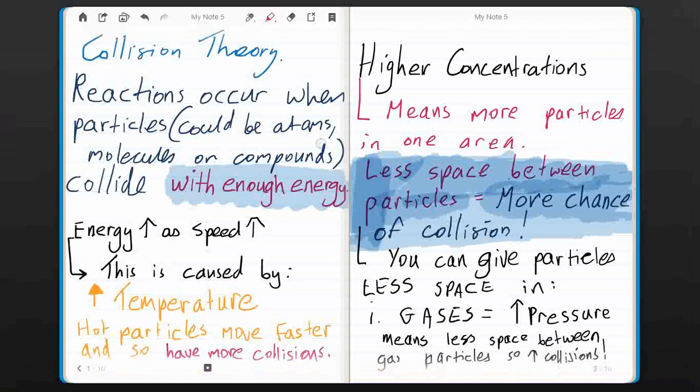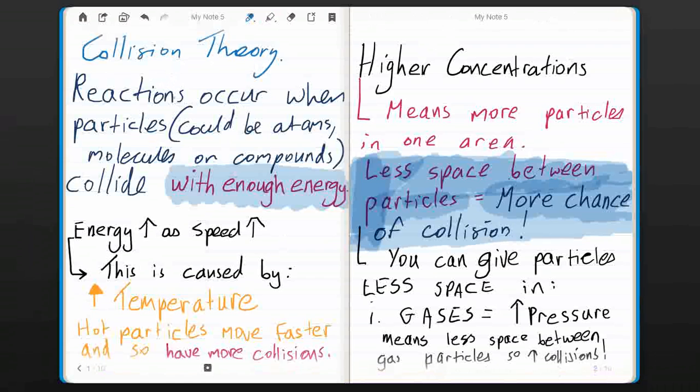This is about collision theory. Collision theory is basically the theory of why reactions happen, and it's to do with particles colliding. The particles can be compounds, molecules, or atoms, which basically means you can have molecules of hydrogen, H2s, colliding with each other, or you could have atoms just colliding with one another on their own, not in a molecule pair.